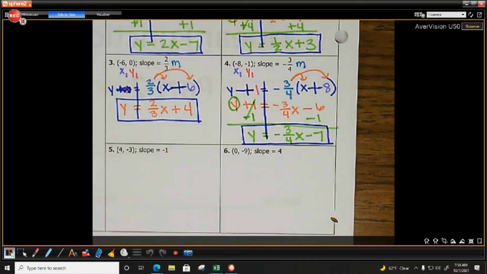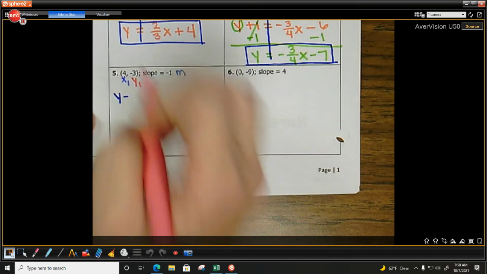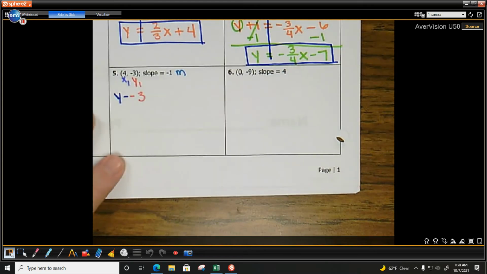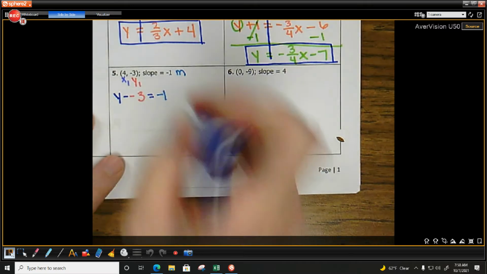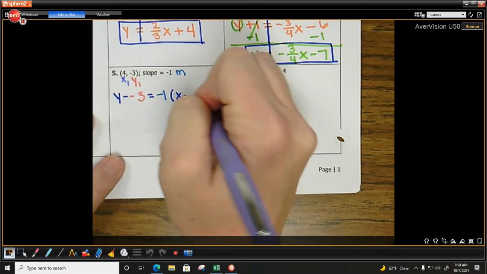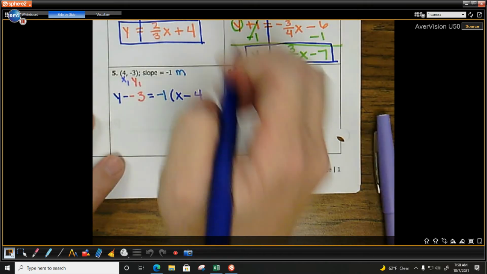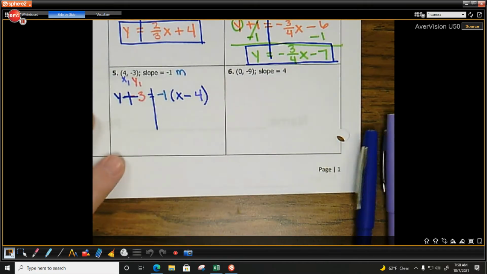Okay, guys, let's look at this. Label your point: X1, Y1, and your M. So I have my formula, Y minus Y1, which is -3, equals M, which is -1, times X minus X1, which is 4. I saw lots of good substituting. Get rid of your double negatives by making it a positive.